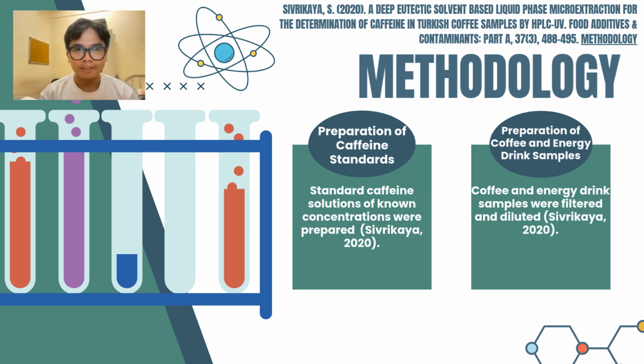Next is the preparation of the coffee and energy drink samples. The samples are first filtered to remove any solid particles that could interfere with the HPLC analysis. After filtration, the samples are diluted to bring the caffeine concentration within the working range of the instrument. Once both the standards and samples are prepared, they are injected into the HPLC system. The HPLC separates caffeine from the other compounds present in the samples. The detector then measures the caffeine peak, and the results are compared with the calibration curve to calculate the caffeine concentration. The methodology is based on a study by Shiv Rikaya 2020 and provides an accurate, reliable method for caffeine analysis.